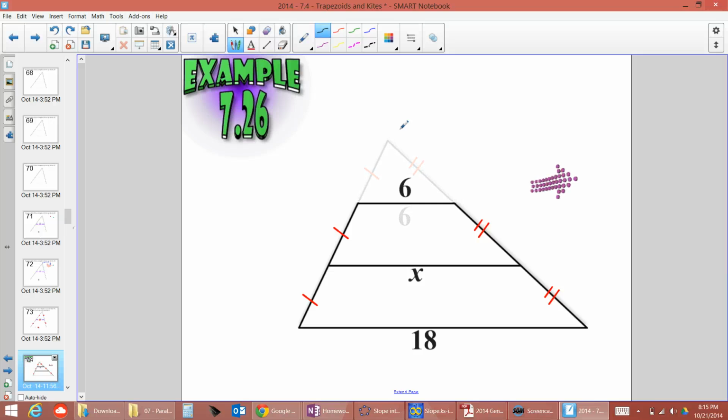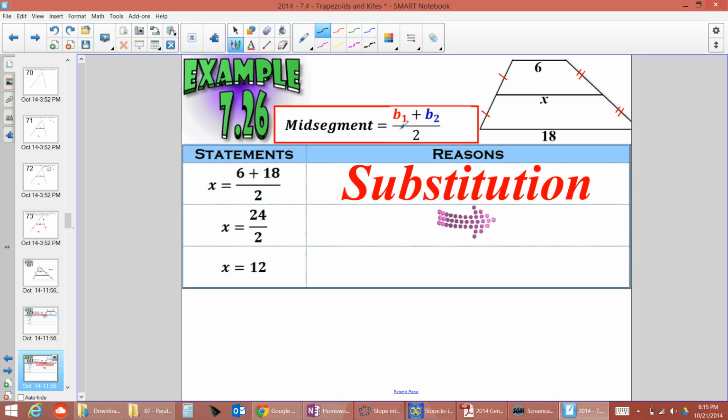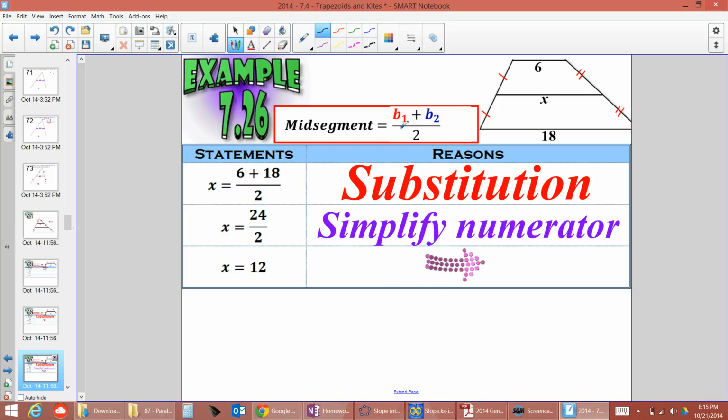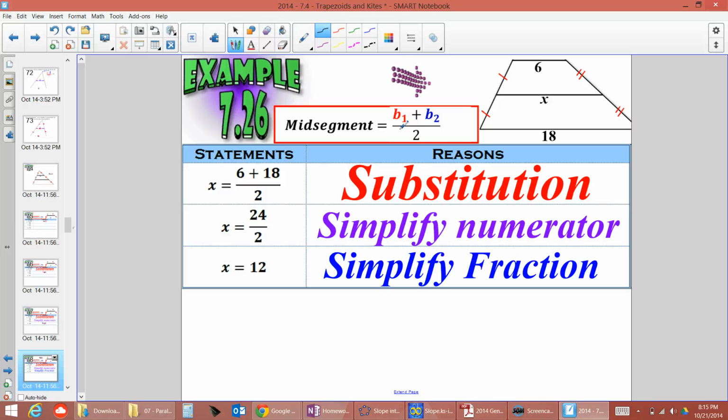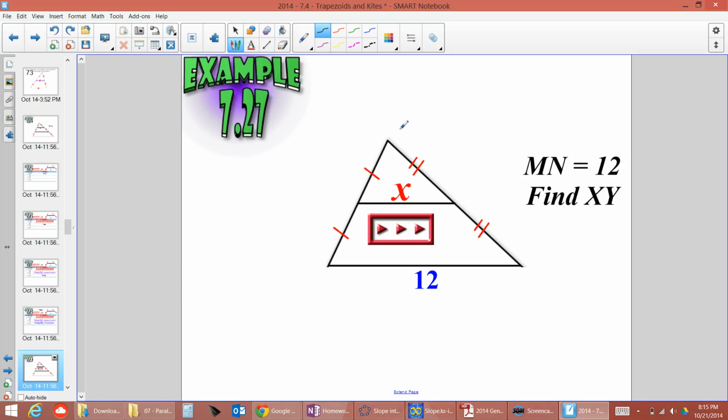So example 7.26. I've got this trapezoid here. I plug in my mid-segment formula. That's substitution. I simplify my numerator and I simplify my fraction, and I get x equals 12. Really good stuff here. Really pretty easy concept, but still can cause a lot of difficulties.